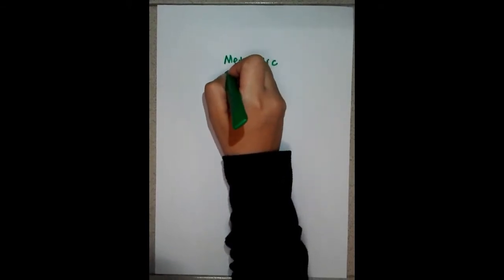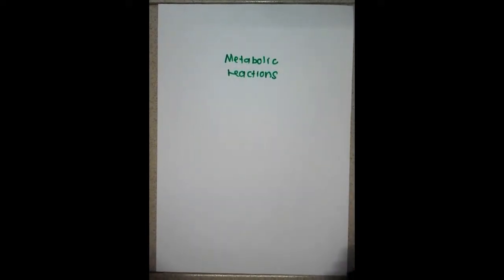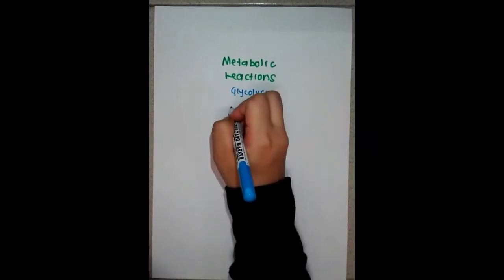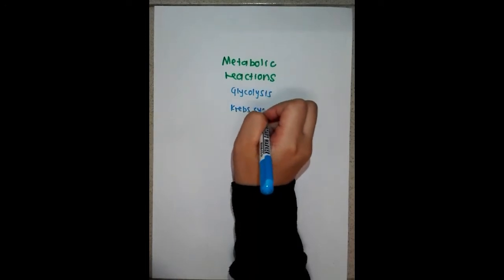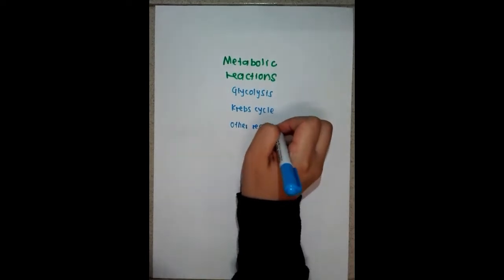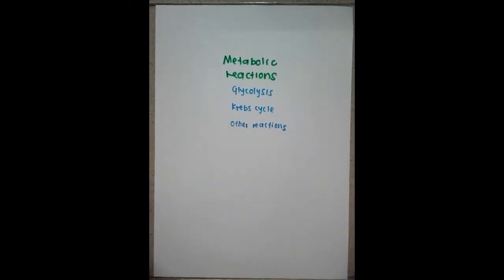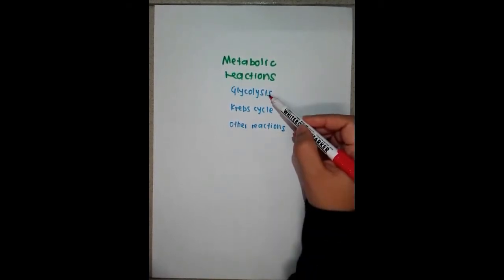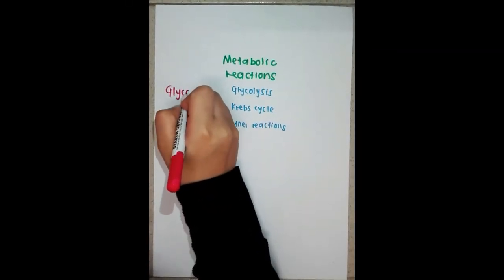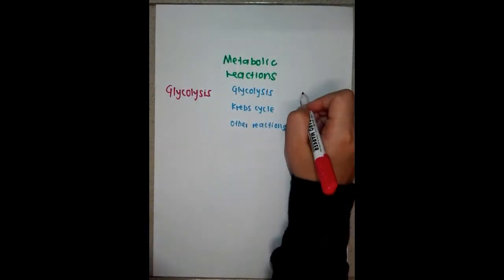Metabolic reactions involved in the process of gluconeogenesis. The process of gluconeogenesis involves glycolysis, the Krebs cycle, and some other reactions also. So it is very important to understand the process of glycolysis and the Krebs cycle in detail. Make sure to understand the process of glycolysis and the Krebs cycle.